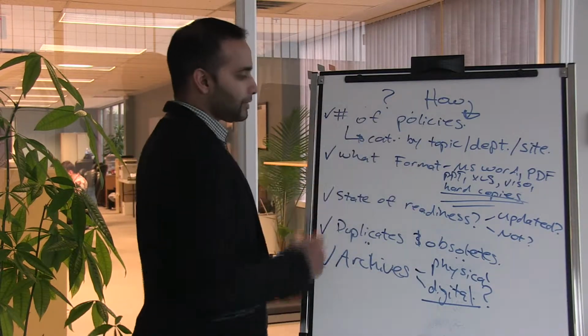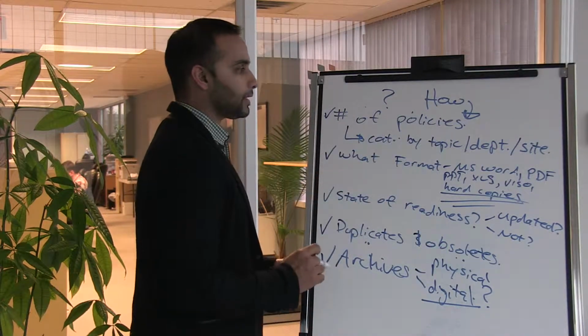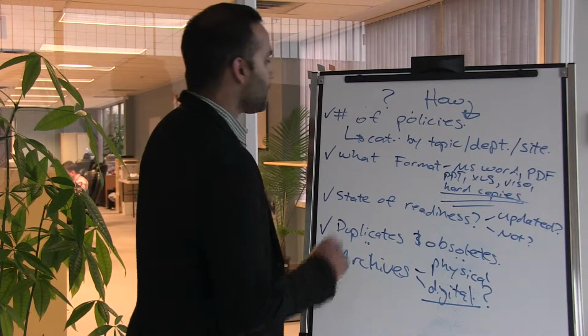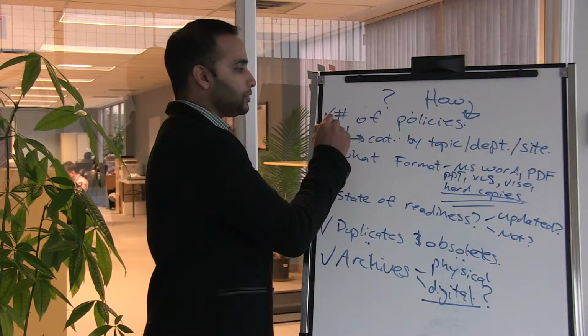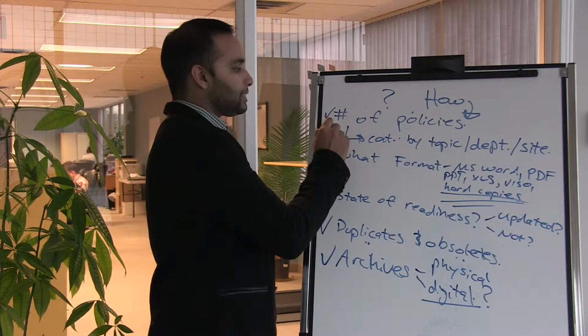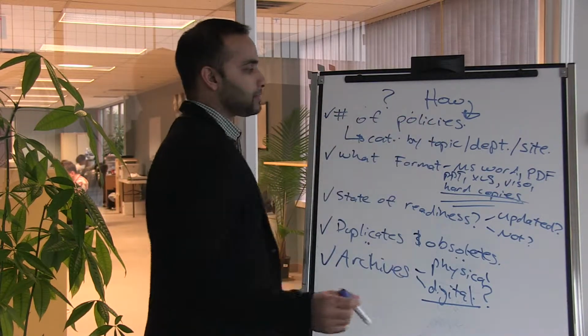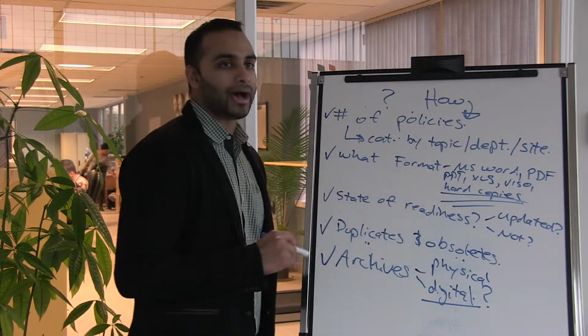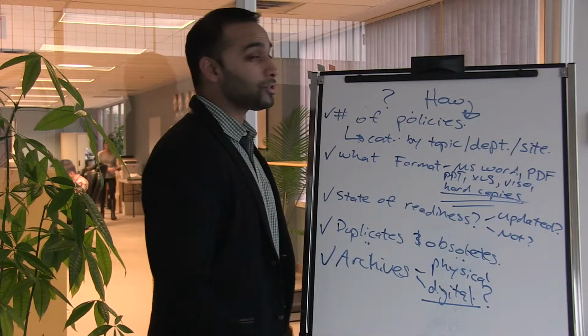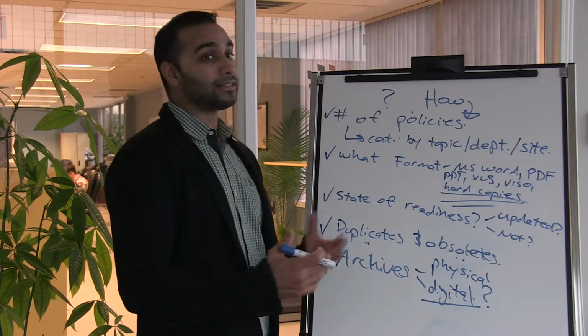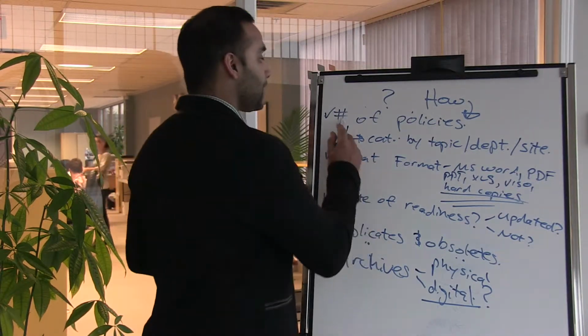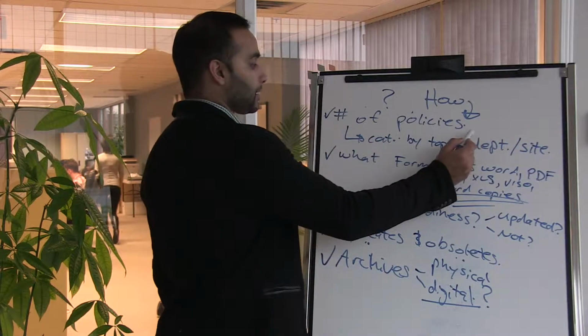So I've already taken the liberty of writing a few things up here, just organizing my thoughts. The first thing that you want to go through and get a handle on is simply the number of policies. So how many policies do you have? Do you have 100? Do you have 500? Do you have 1,000? I've seen tens of thousands, right? So get a handle on the total number of policies.